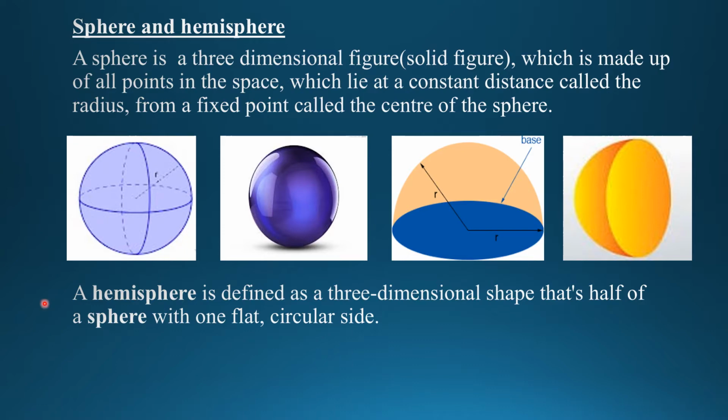Sphere and hemisphere. A sphere is a three-dimensional figure which is made of all points in the space which lie at a constant distance called radius from a fixed point called center of the sphere. We can see the figures which represent sphere. A hemisphere is defined as the three-dimensional shape that's half of a sphere with one flat circular side.